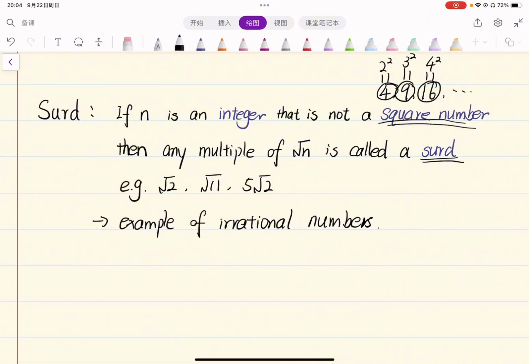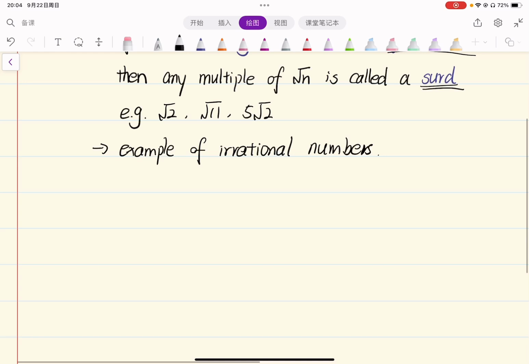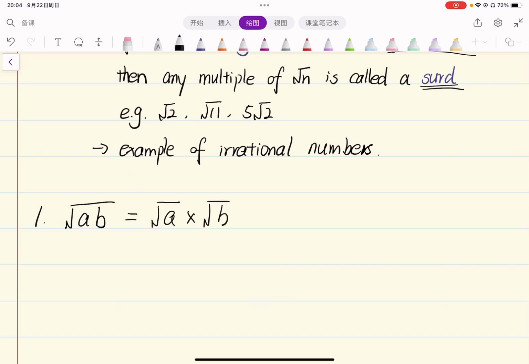How do we do the calculations between surds? We have two rules. The first one is the square root of AB equals square root of A times square root of B. And the second one is the square root of A over B equals square root of A over square root of B.